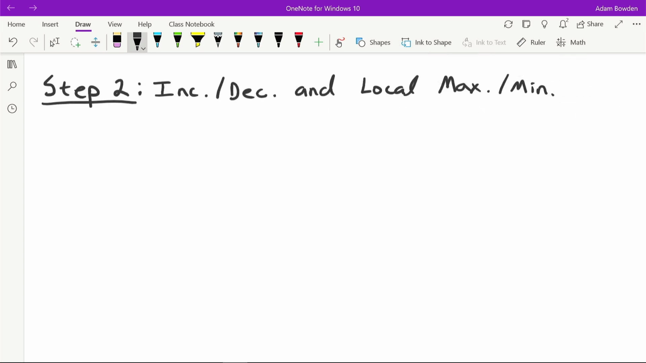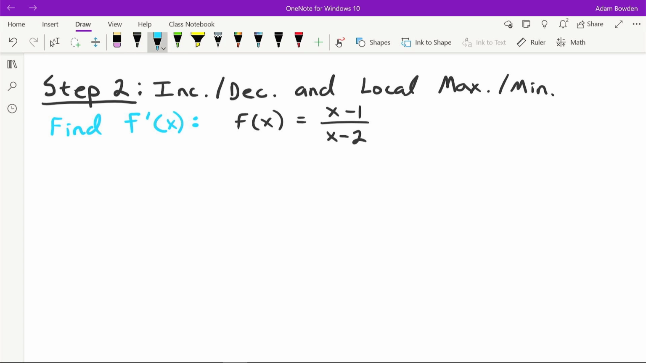In the second step, we're going to find where it's increasing, decreasing, and the local maximum and minimum. To do this, we need to find the first derivative f prime of x. Before I do that, let's recall what the original function f of x looks like: x minus 1 divided by x minus 2. We're going to have to take the derivative of this. We're going to have to use the quotient rule in order to do that.